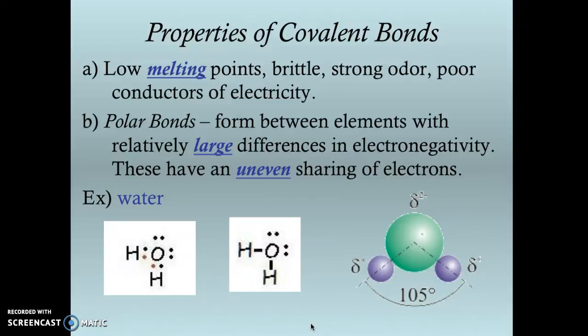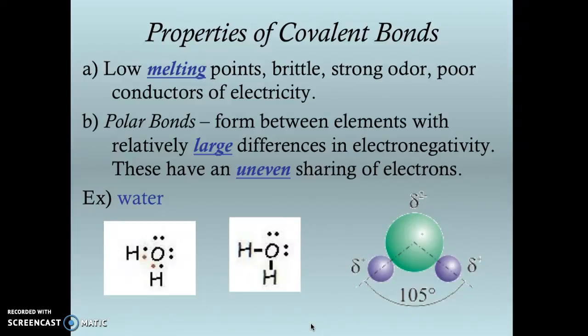Polar bonds form between elements with relatively large differences in electronegativity. Now I say relatively because it's less than the electronegativity difference in ionic compounds, but it's more than the electronegativity difference in nonpolar covalent compounds. So remember, you have to look at that electronegativity chart and get the difference between the atoms to figure out whether it's going to be polar covalent or nonpolar covalent, compared to maybe even ionic.